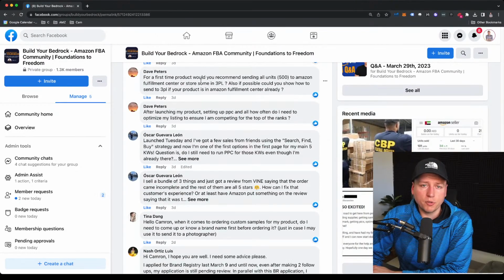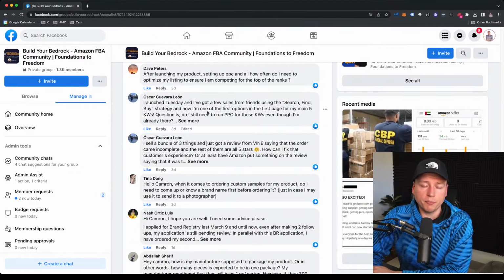Dave Peters: For a first time product, would you recommend sending all 500 units to Amazon Fulfillment Center or storing some in 3PL? Also, if possible, could you show how to send to 3PL if your product is in Amazon Fulfillment Center already? So you could do a removal order and just send right to the 3PL. Make sure they know that it's coming. It depends, so you said 500 units to Amazon. Depends on how big your market is. If you think you can go through that pretty fast, then yes.